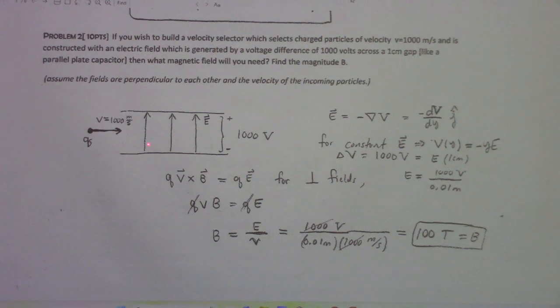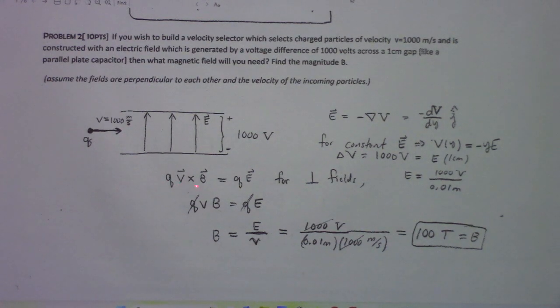Assume the fields are perpendicular to each other and the velocity of the incoming particles. So here's a picture. I've got my electric field like so. My charge Q is coming in like that. It's going at 1,000 meters per second. You've got 1,000 volts between here and here. We want the magnetic force and the electric force to balance out so that it goes straight through, right? That's how we select. Otherwise, the electric force or the magnetic force is going to bend the motion off the straight path, and it's going to collide into the sides of the thing before it gets through.